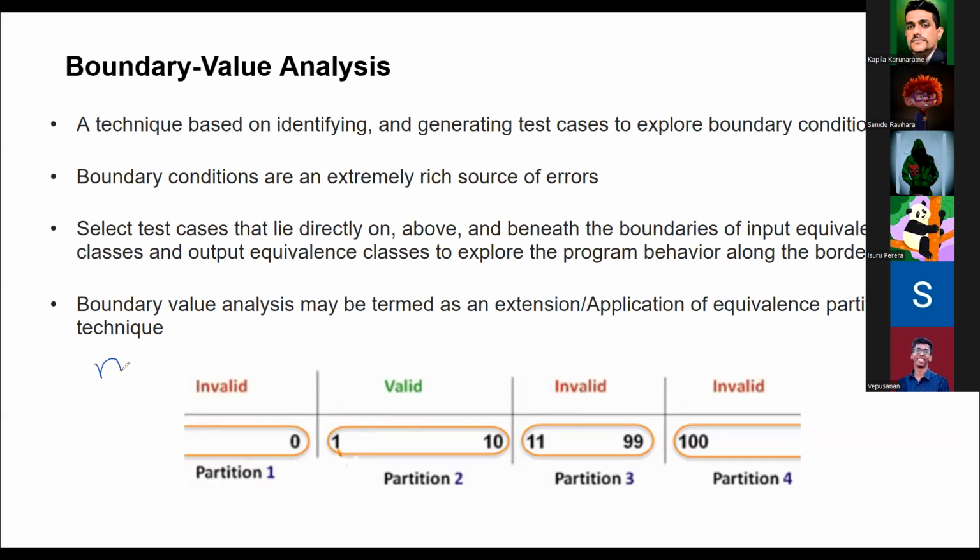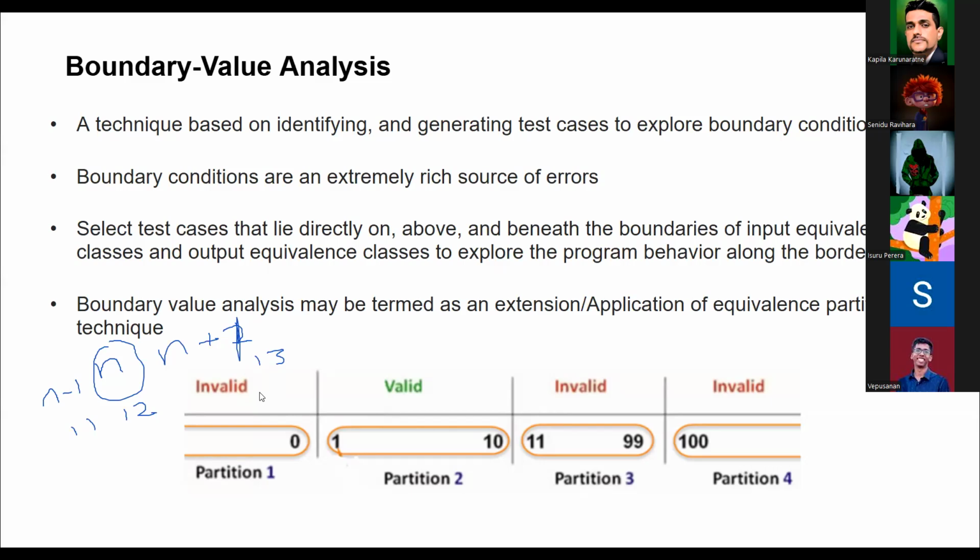Basically, what they're saying is n minus 1, n, n plus 1. These are the test cases you want. For the boundary 12, n is 12, n minus 1 is 11, and n plus 1 is 13.